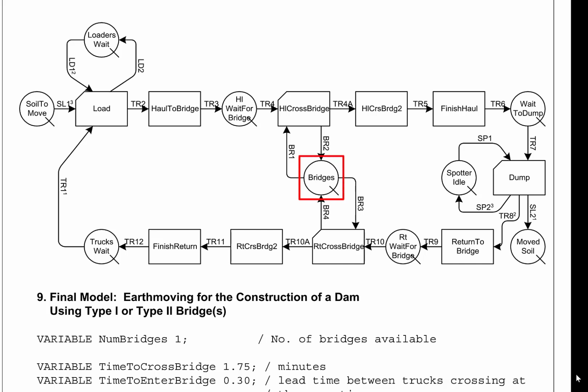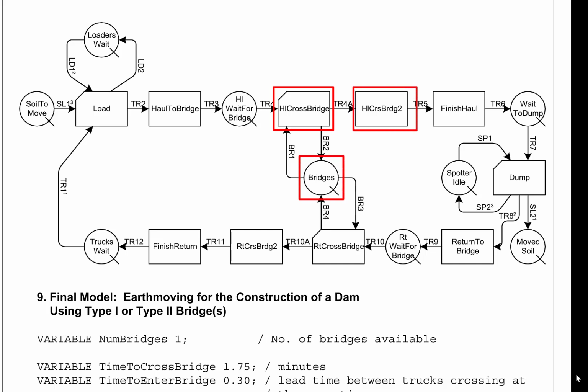The queue bridges will be initialized with one resource. Combi whole cross bridge will be able to start if there is a bridge available and if there is a truck waiting in whole wait for bridge. If both queues are not empty, then whole cross bridge will be able to create an instance, take the bridge and then the truck, and then keep them for a duration of 0.3 minutes.